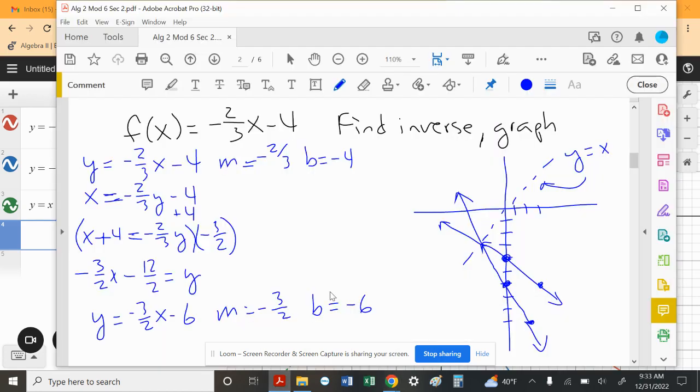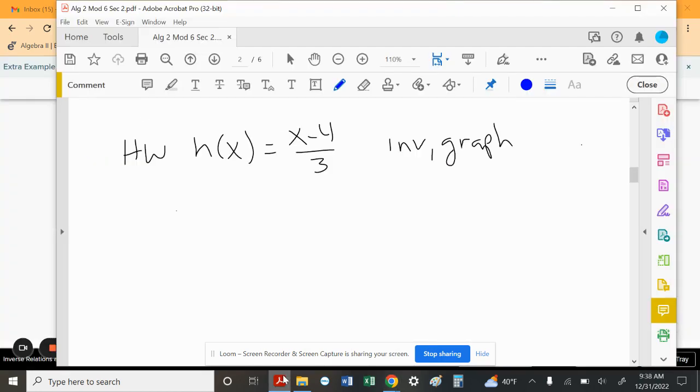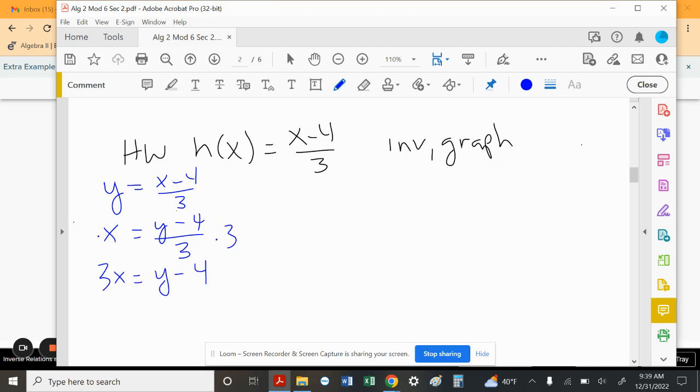So now we're going to look at a homework problem and do the same thing. We're going to find the inverse and we're going to graph it. So we're going to reset this again: y equals x minus 4 over 3. I'm going to switch my y's and my x's. And then the last step, I'm going to solve for y. So I have 3x equals y minus 4, because I multiply both sides by 3. And then I add 4 to both sides, so I have 3x plus 4 equals y. And of course, I'm going to rewrite that, y equals 3x plus 4.